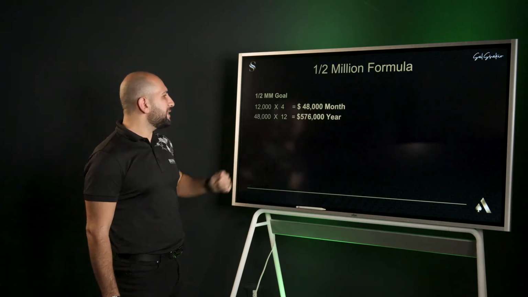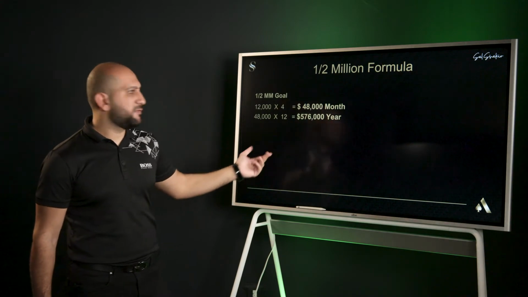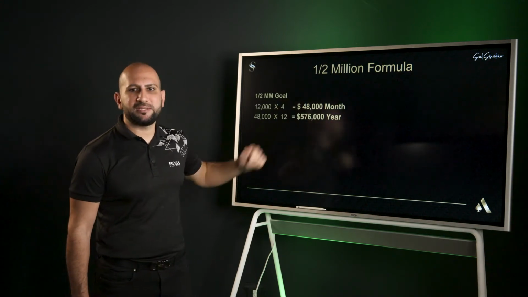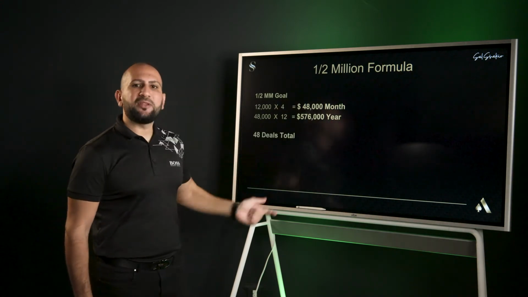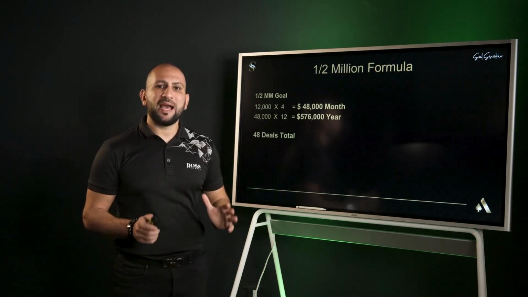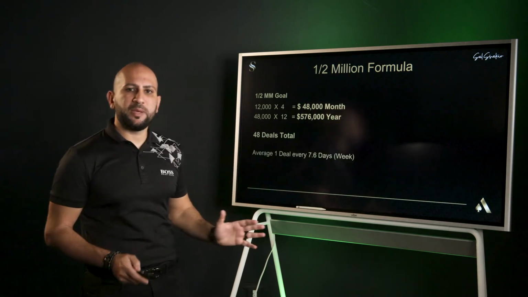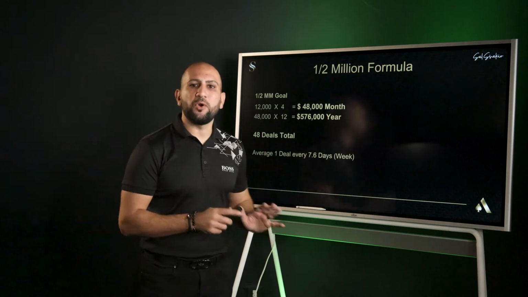You really need $48,000 times 12 to achieve more than $500,000, $576,000. So technically, I need 48 deals. That's a deal every week. And to be precise, actually a deal every 7.6 days.